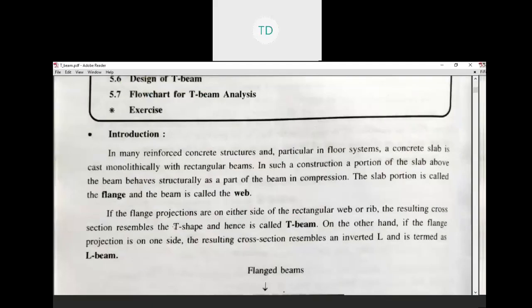In many reinforced concrete structures, and in particular in floor systems, a concrete slab is cast monolithically with a rectangular beam. In such construction, a portion of the slab above the beam behaves structurally as a part of the beam. In compression, the slab portion is called the flange and the beam portion is called the web.